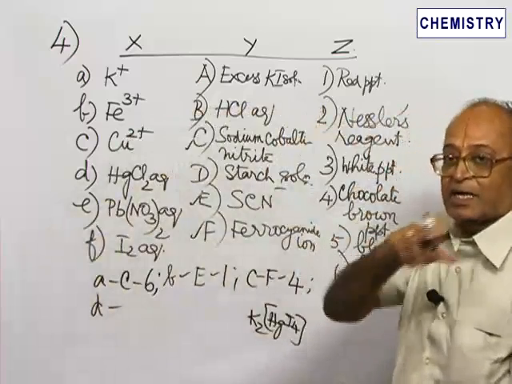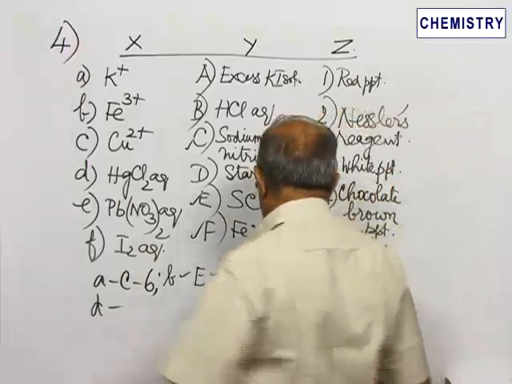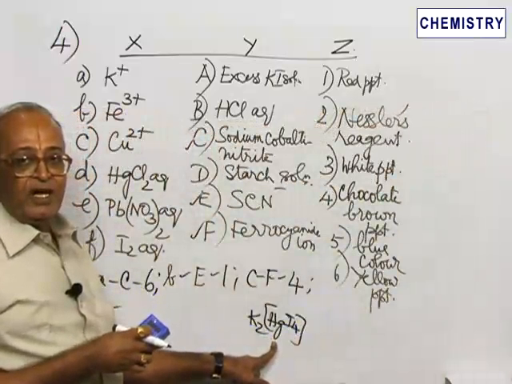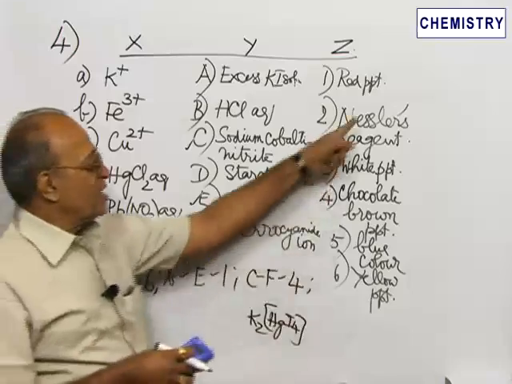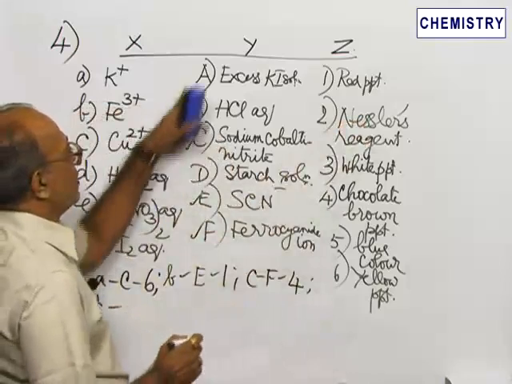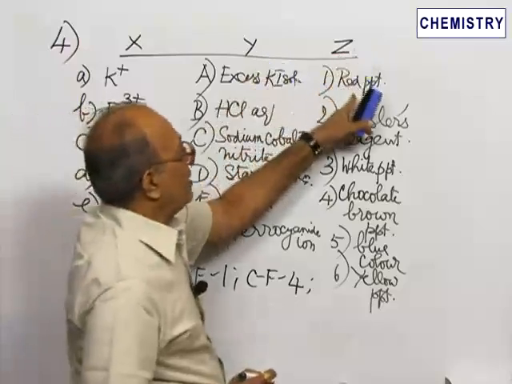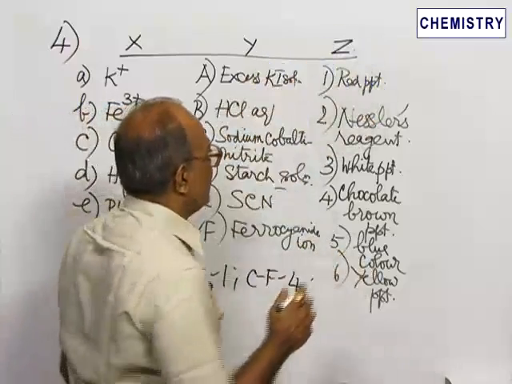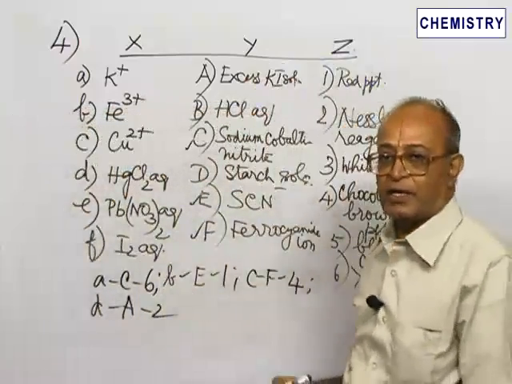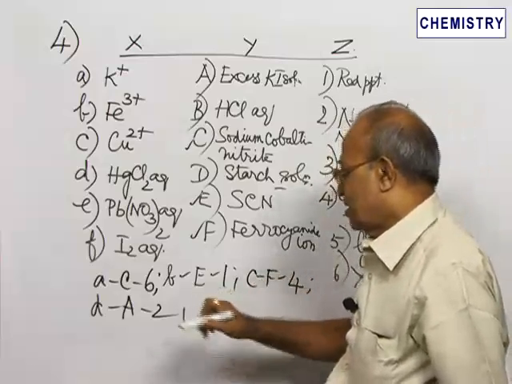But another answer is given, namely Nessler's reagent. To this clear solution containing K2HgI4, you add NaOH. That is known as Nessler's reagent. So, for D, mercuric chloride, A from column Y, and not 1 from column Z, but it is 2. Because the clear solution you are going to get plus NaOH forms what is called Nessler's reagent.